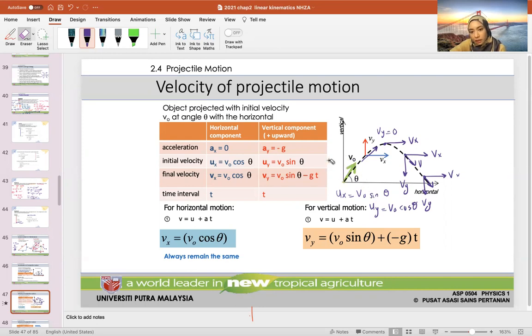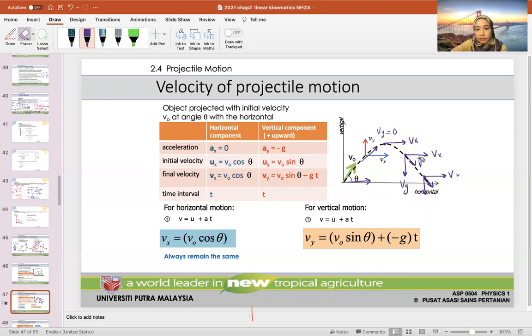But in this case, in the actual picture, our theta is touching the x-axis. So our equation should be ux equals V naught cosine theta. So it is the reverse. Whoever touches the angle gets the cosine, and this guy should be sine. So ux is V naught cosine theta, uy is V naught sine theta.